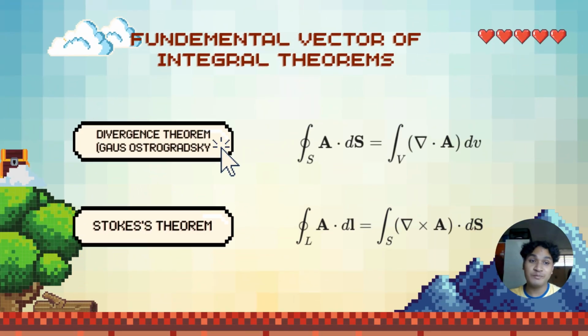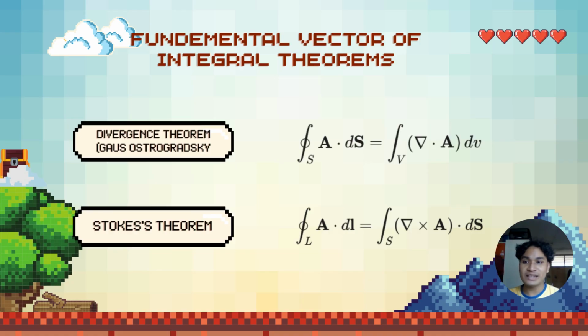Now we move on to part 3, which is the fundamental vector integral theorems. To bridge microscopic differential behavior with macroscopic physical systems, we rely on two core integral theorems. The first one is the divergence theorem. The divergence theorem states that the total outward flux of a vector field through a closed surface equals the volume integral of its divergence inside that volume.